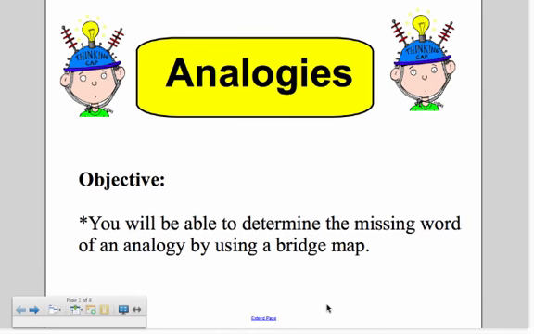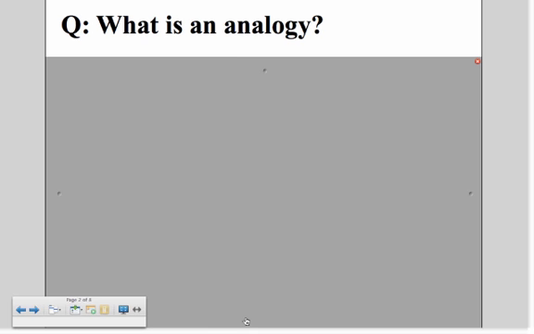One way we will be working with words this year and taking our thinking about words to a deeper level is to work with analogies. So this video is going to show you what analogies are, how to read them, and our overall objective is that we'll be able to determine the missing word of an analogy by using the tool of a bridge map. Let's begin. What is an analogy?